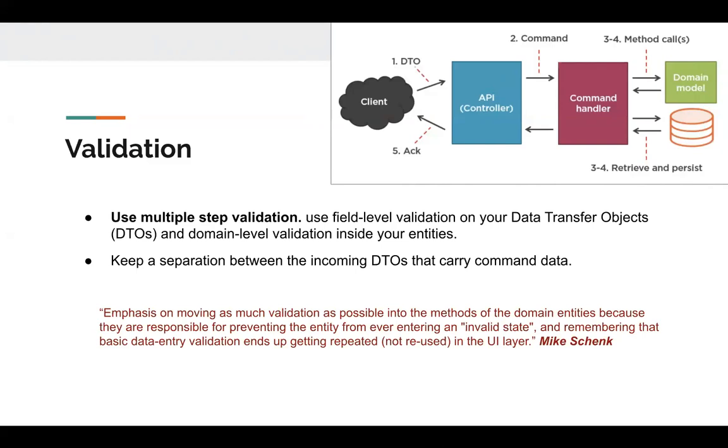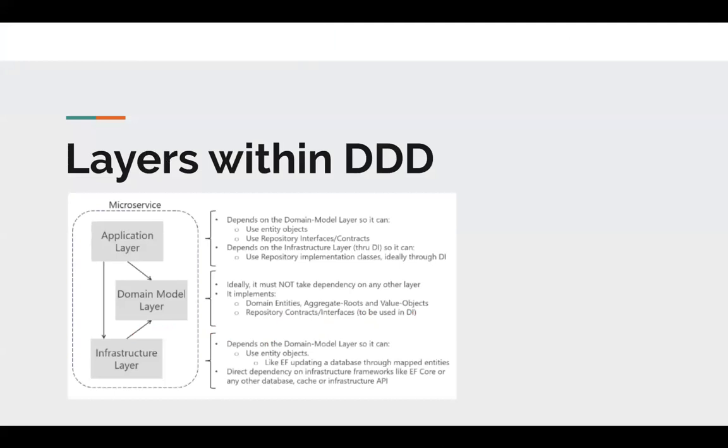Remembering that basic data entry validation ends up getting repeated. It's okay to repeat it. And we will repeat validation in the UI. That's just the way it is. So we'll go into more detail about that next time. We'll go over layers within DDD. There's a good way to set up physical boundaries so that you're following the correct principles. You have an application layer, a domain layer, and an infrastructure layer. And we'll speak to those a little bit more, okay?